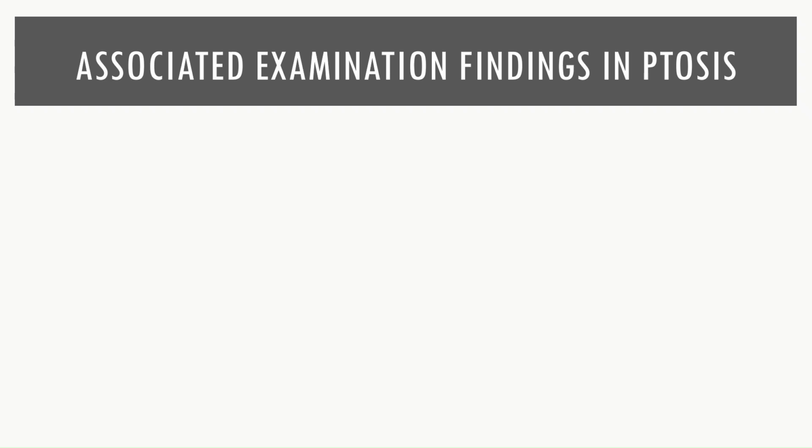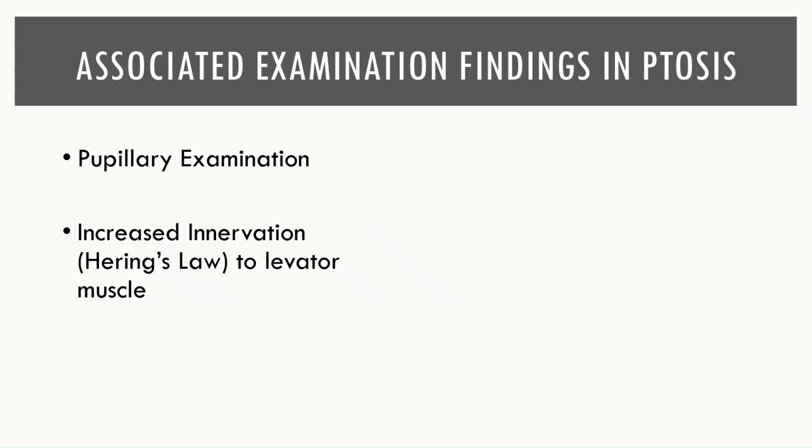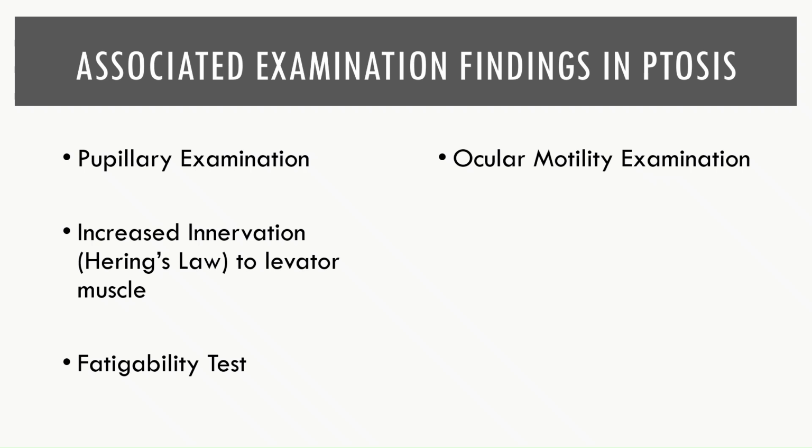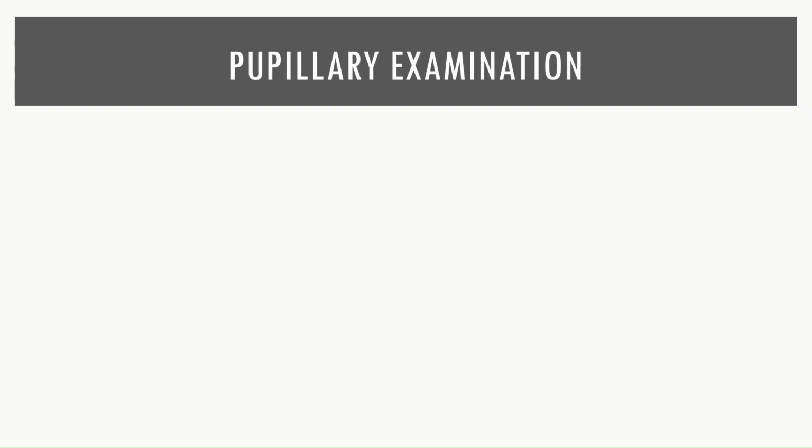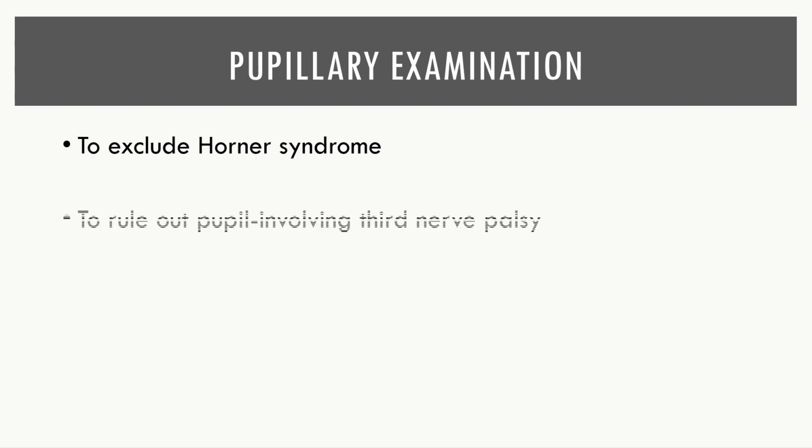Some associated examinations done in ptosis are pupillary examination, increased innervation to levator muscle, fatigability test, ocular motility examination, jaw winking phenomenon, Bell's phenomenon, and tear film assessment. Let's see the importance of each one of them. Pupillary examination is done to exclude Horner syndrome and to rule out pupil involving third nerve palsy.